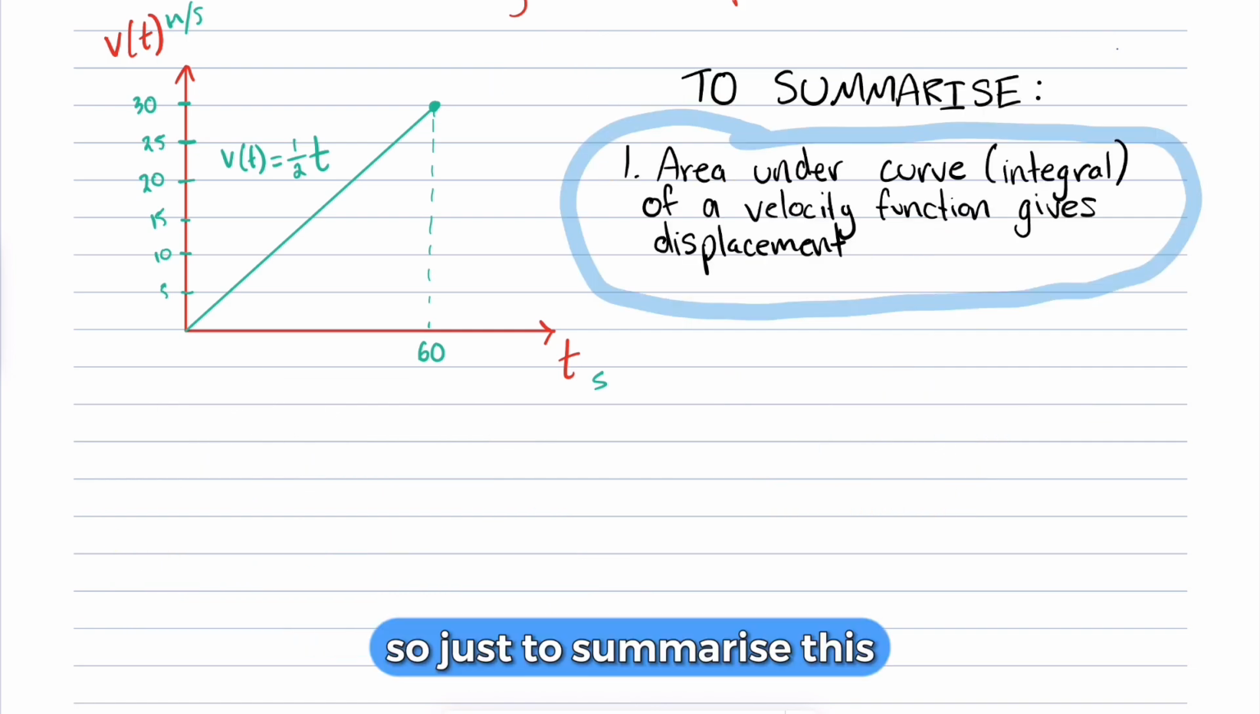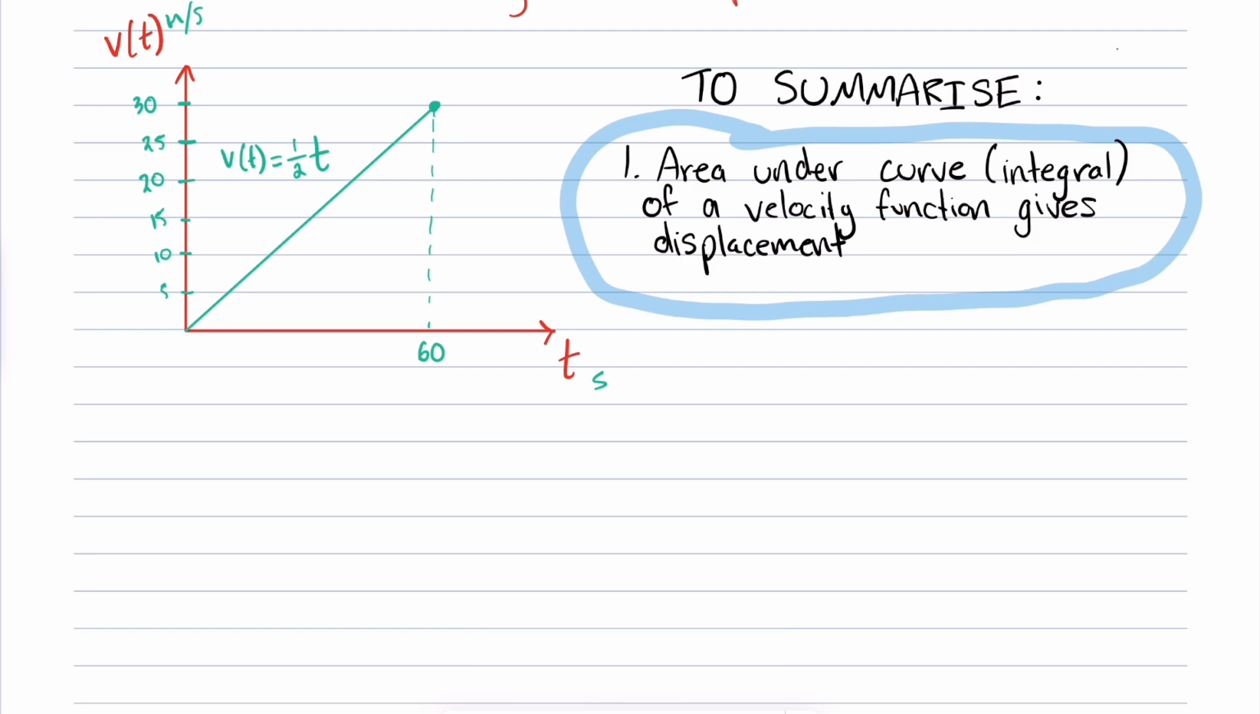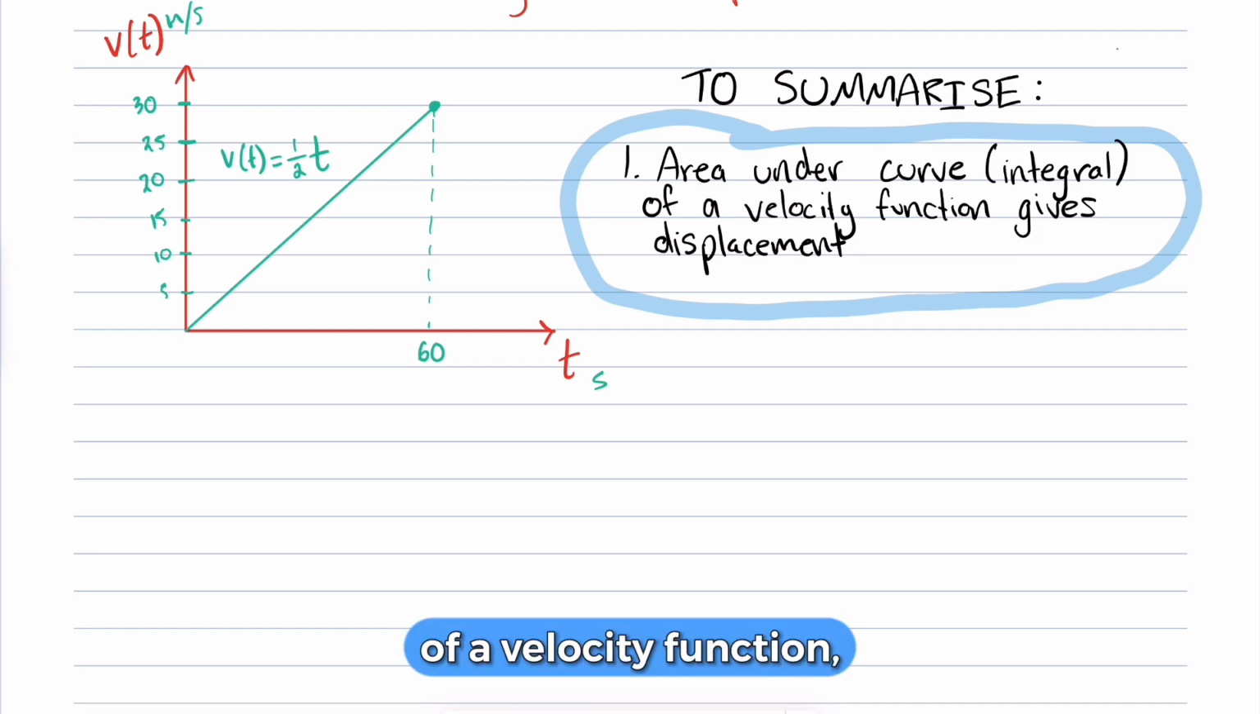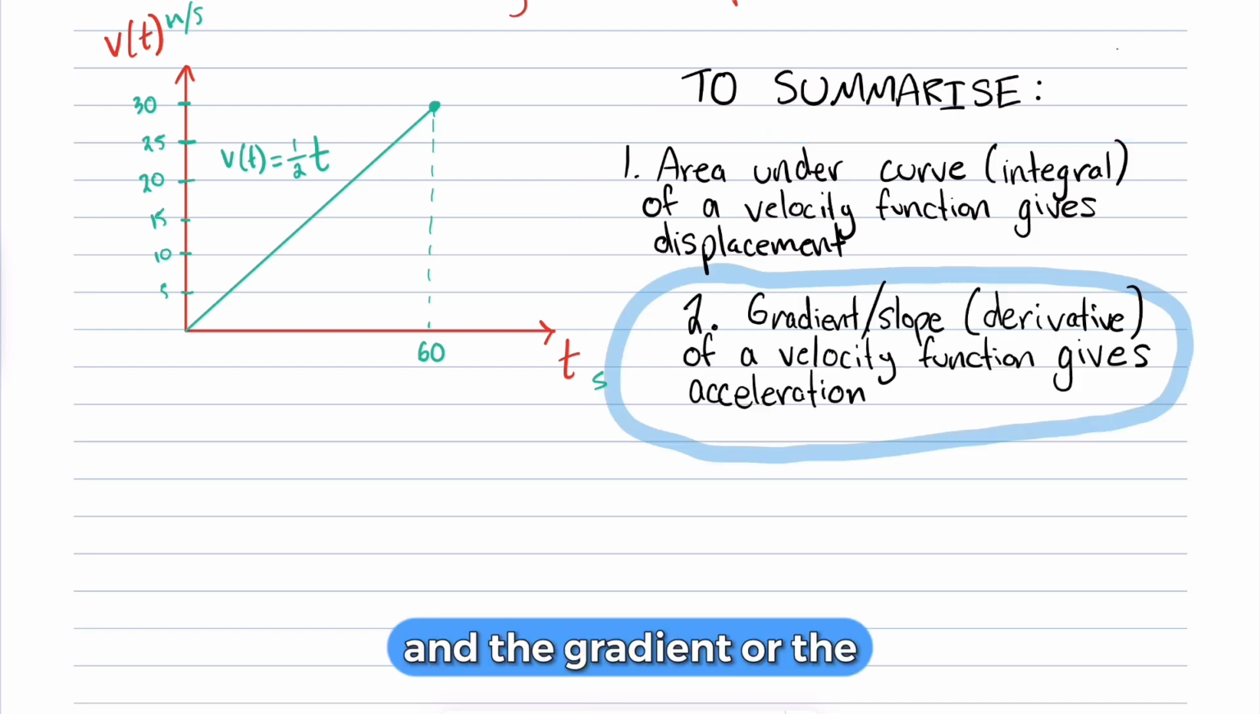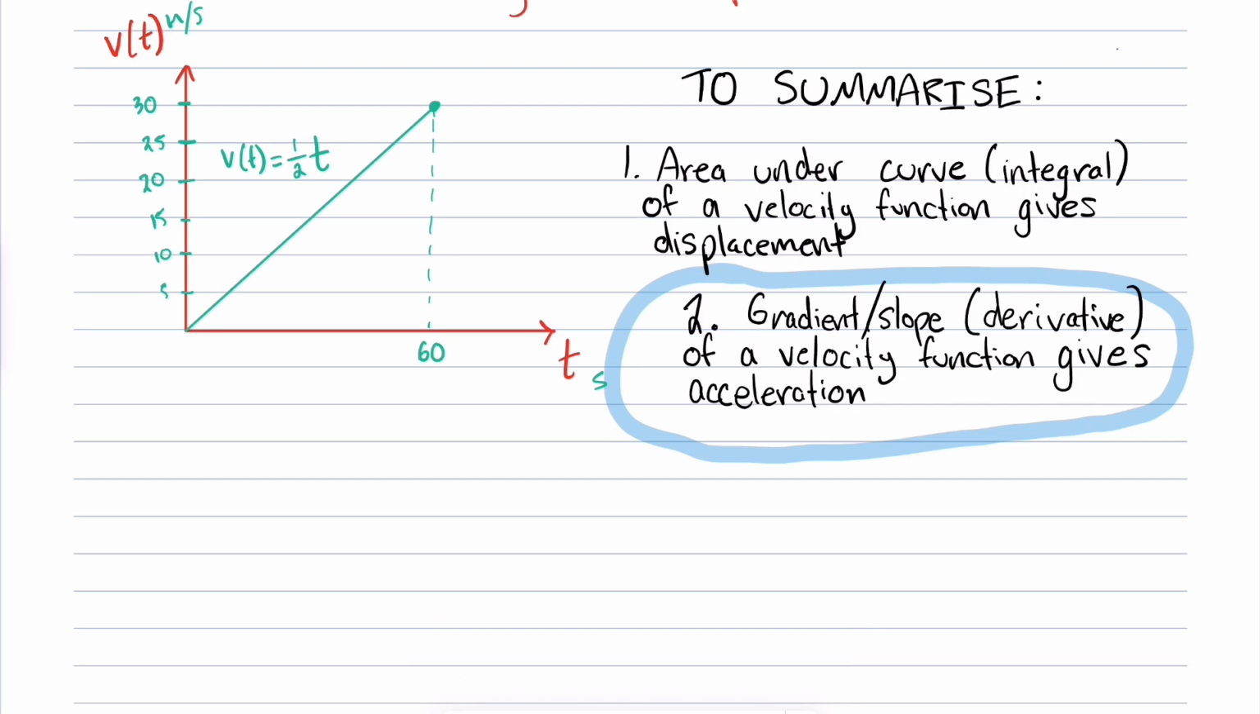So just to summarize this video, 1, the area under the curve, or the integral, of a velocity function gives us displacement, and the gradient or the slope, which is the derivative of a velocity function, gives acceleration.